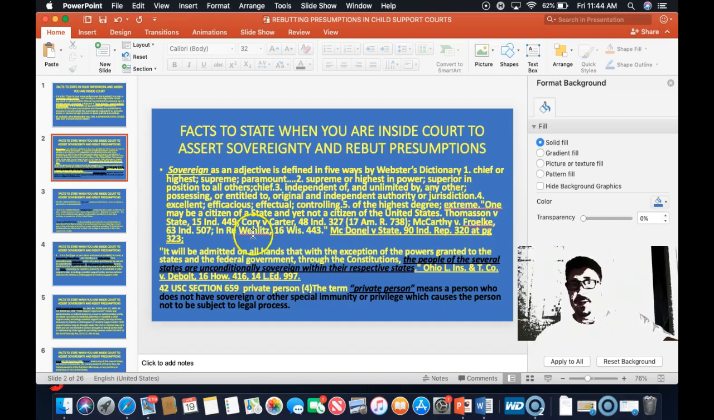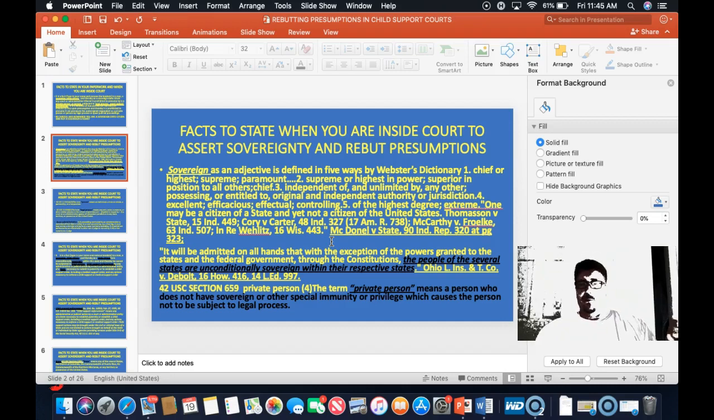One may be a citizen of a state and yet not a citizen of the United States. These are the case laws. So right there is the fact: you could be a state citizen and still not be a citizen of the United States. That's how you're going to get around it when they ask, are you telling me that you're a sovereign citizen? No, I'm a state citizen. It's an adjudicated fact. There are a lot of cases that say you're allowed to be a citizen of the state and not a citizen of the United States.